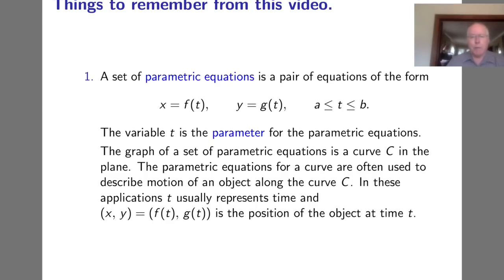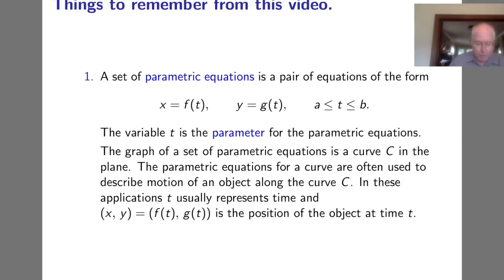So what do we want to remember from this video? Well, first of all, the definition of parametric equations. It's important that you have expressions for x and y that are in terms of some parameter t, and often t will be restricted to a particular interval. In the language of this subject, the variable t is called the parameter for the parametric equations, and usually when you graph these x and y coordinates for various values of t, you'll find that the parametric equations describe a curve C in the plane.